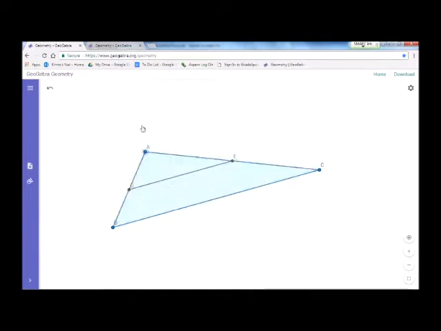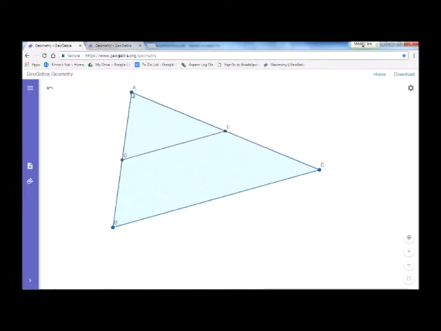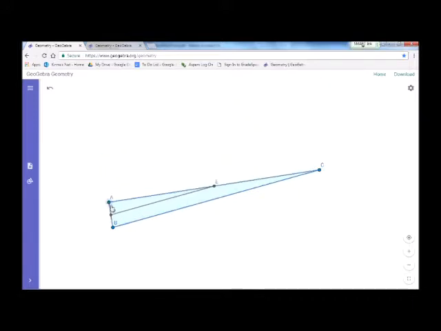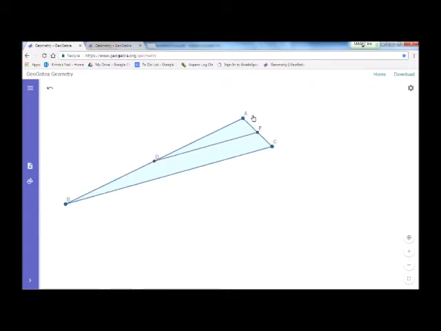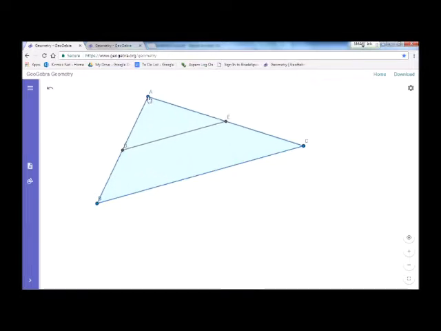The most obvious thing is that it stays parallel to the third side. But one more thing to notice is that the length of the midsegment will be half the length of the third side. Now I know that we see that through lots of examples by moving this around, but one of our standards is to prove that that is true.